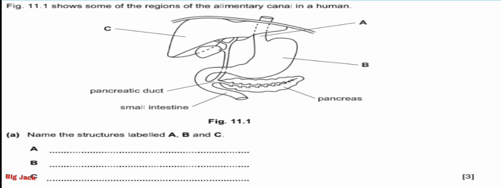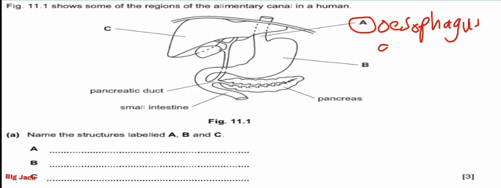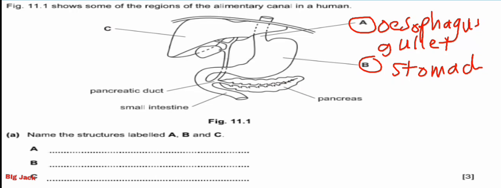Figure 11.1 shows some of the regions of the alimentary canal in a human. So we have part A. This part A is called the esophagus. You can say esophagus or gullet if you want. Then apart from A, we also have B, which is called the stomach. Then apart from the stomach, we also have C, which is the liver. So you can say the liver. Now, as for the first question, question A, name the structures labeled A, B, and C.